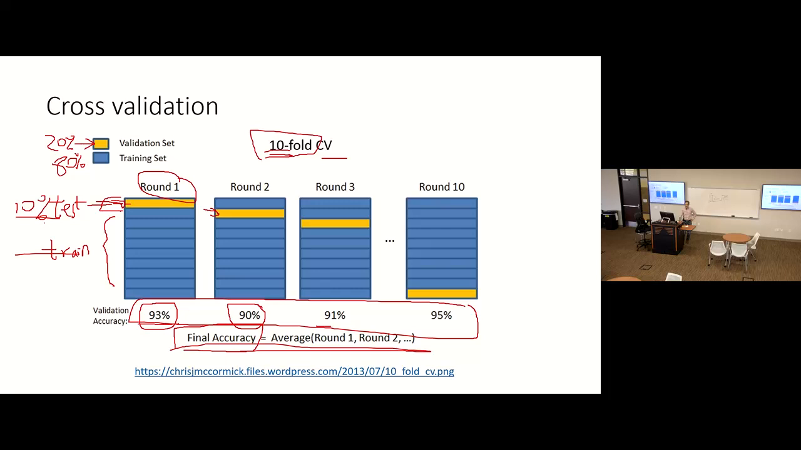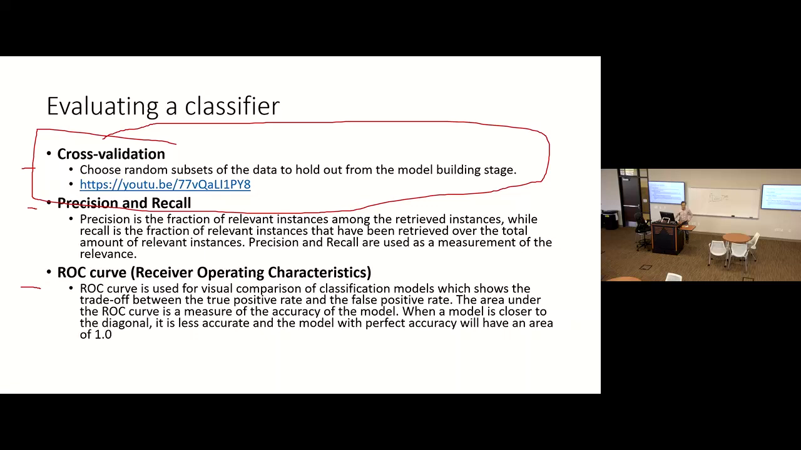The accuracy of my model is 91%. But people may ask you how you separate your training each round. You can say 80 training, 20 test, 80%, 20%. Or some people use 70, 30. Okay, so these are the ideas of cross validation.